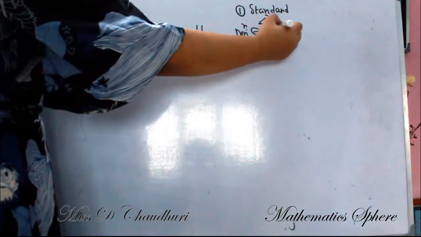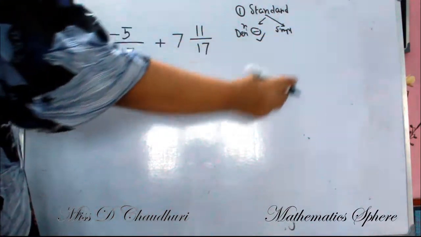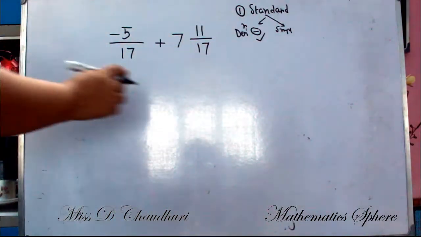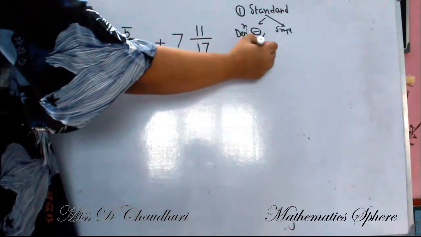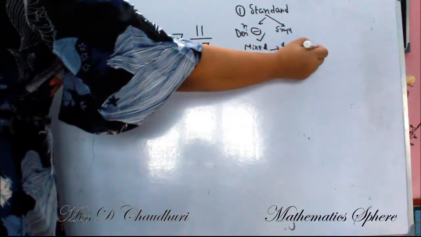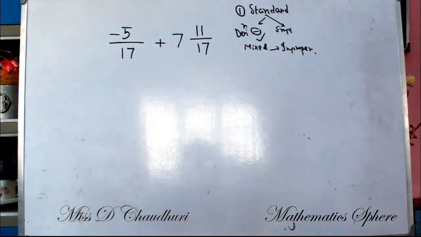Another point is that it should be in the simplest form. Actually here the simplest form will not matter that much, but the denominator case does, and also if it is in mixed form you will have to change it into improper form. So these things you will have to keep in mind before going into addition or subtraction.